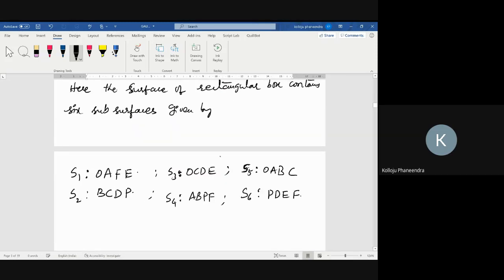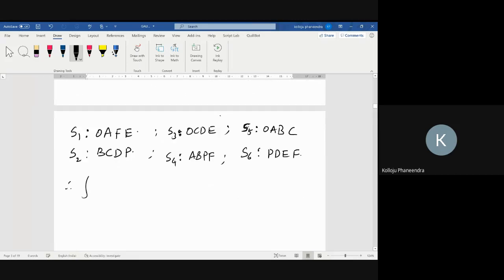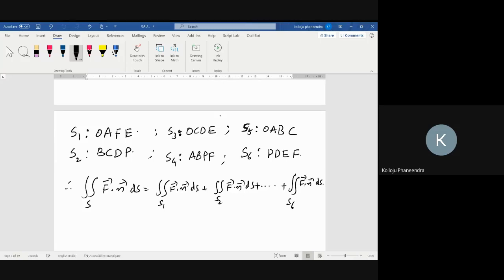These surfaces are there. Therefore, the double integral over S of f bar dot n bar dS is equal to the double integral over S1 of f bar dot n bar dS plus the double integral over S2 of f bar dot n bar dS, plus, and so on. The last one is over S6 of f bar dot n bar dS. Take this as equation 2.